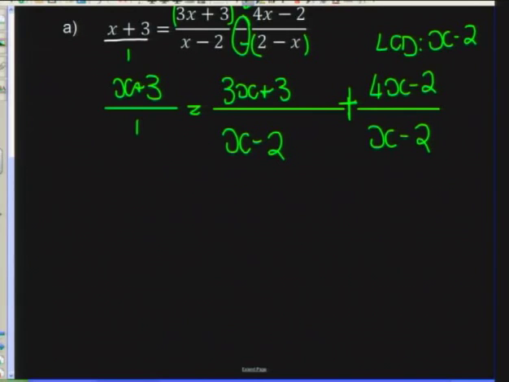Right, so what we are going to have to do then, remember the rule was, what we do to the bottom, we do to the top. So I'm going to have to multiply this by x minus 2. This is just multiplied by 1 and multiplied by 1.